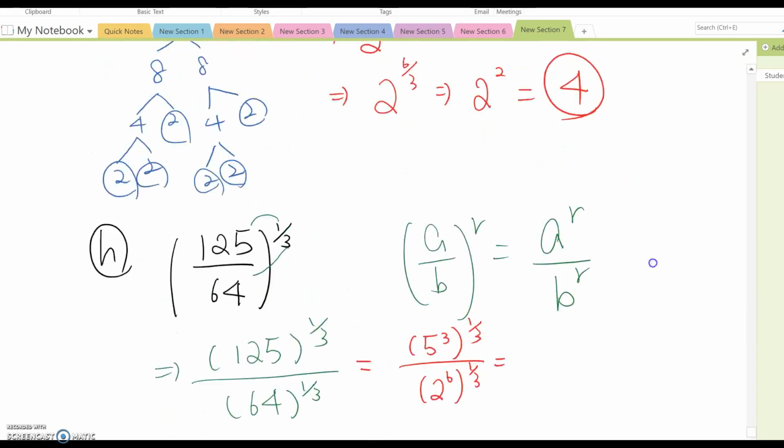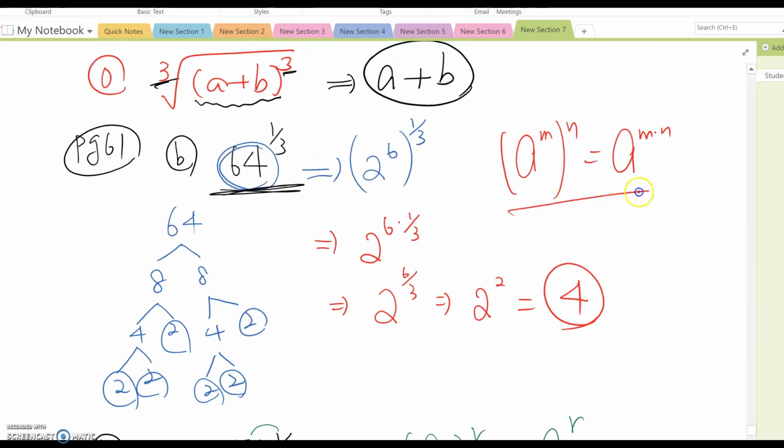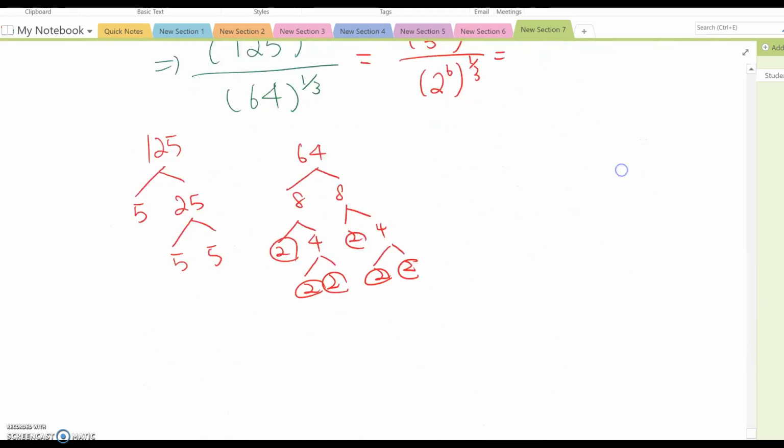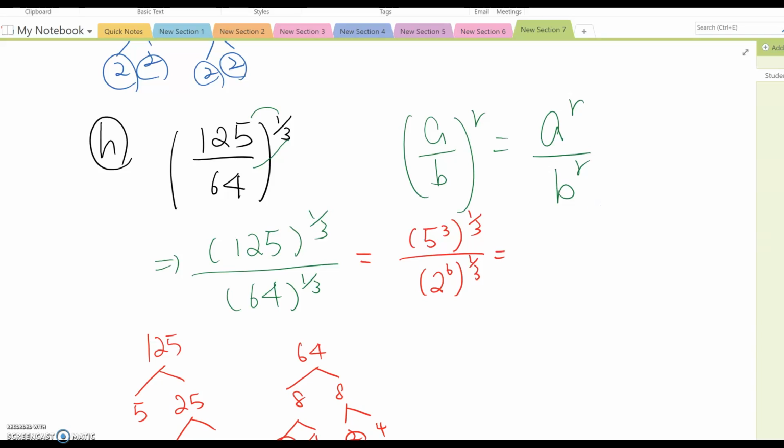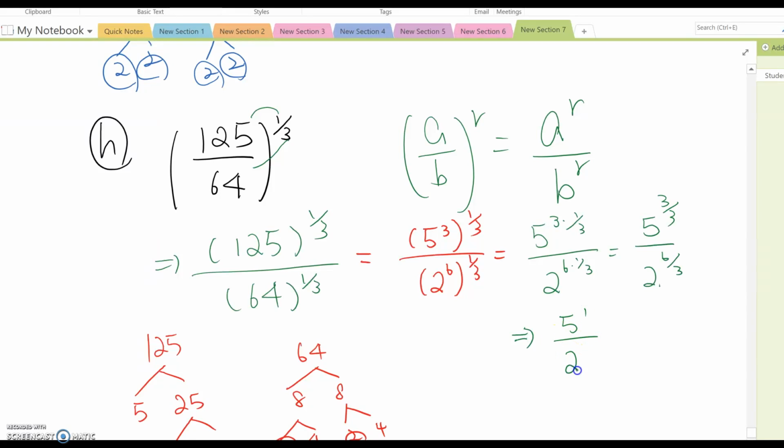And then you apply this property one more time. Then this is going to be 5 to the 3 times 1/3 over 2 to the 6 times 1/3. So 5 to the 3/3 over 2 to the 6/3. So it is 5 to the 1 power over 2 to the square power. So the answer becomes 5 over 4.